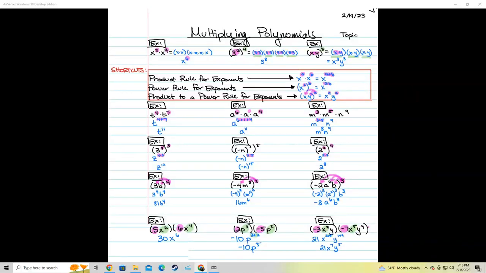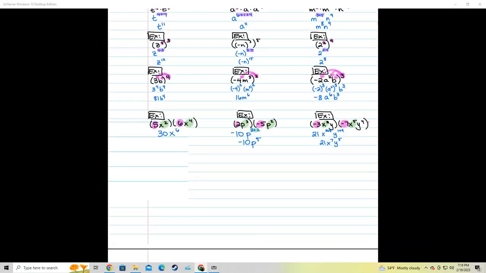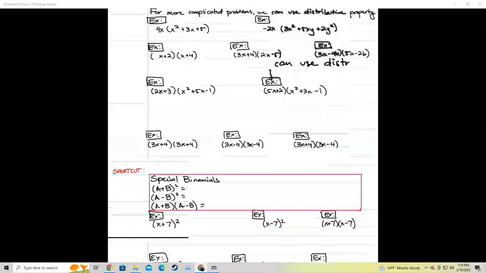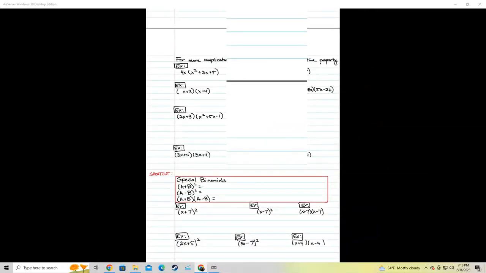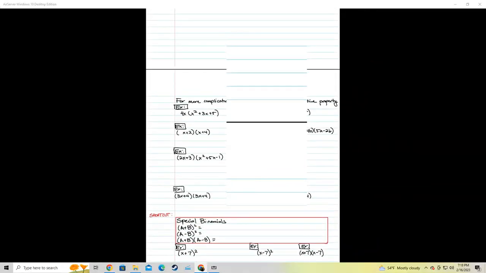Okay, this is the second part to multiplying polynomials. That was the front side. We're going to go ahead and move on to the back side. There are quite a bit of problems, and so I'm going to try to move a little bit quicker.